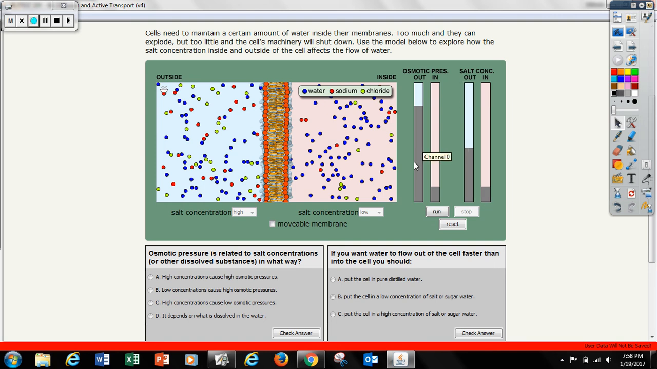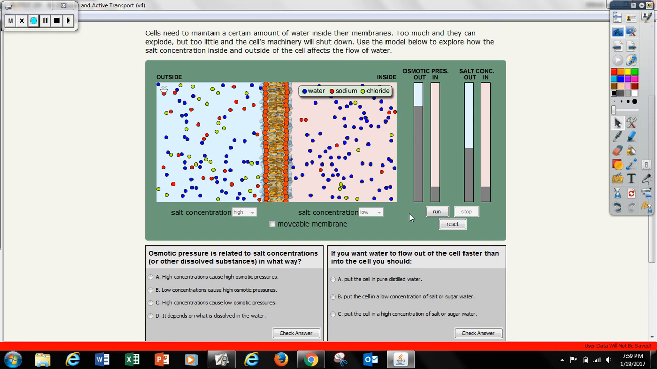That leads to a higher osmotic pressure because osmotic pressure is based on how much stuff is dissolved in the water. The more stuff dissolved in the water, the higher the osmotic pressure. So on the inside of the cell membrane, where you have a low salt concentration, you have a low osmotic pressure. And notice here we're not talking about the water. We're not talking about concentrations of water. We're talking about concentrations of stuff dissolved in the water.